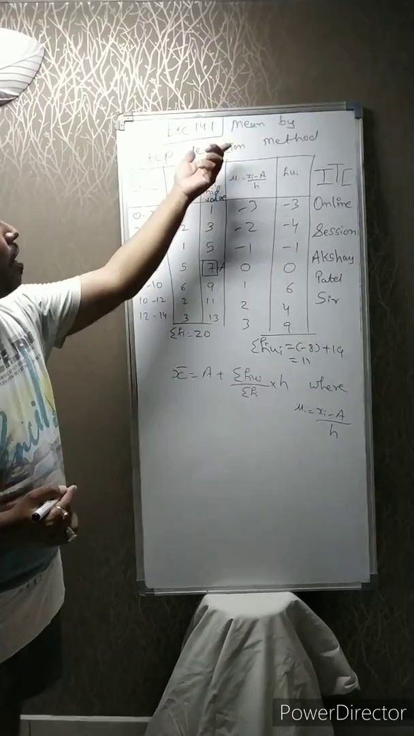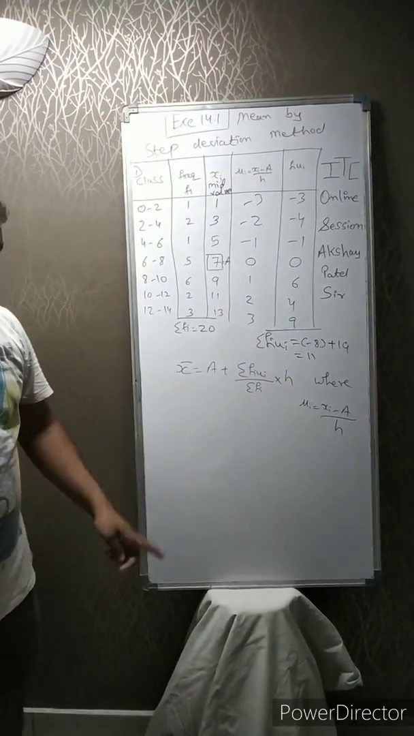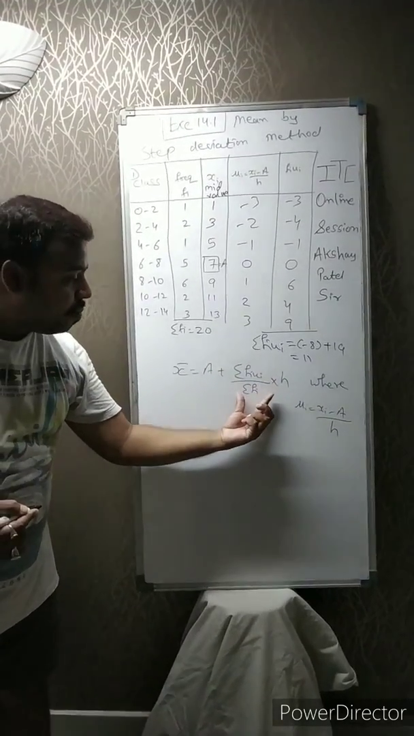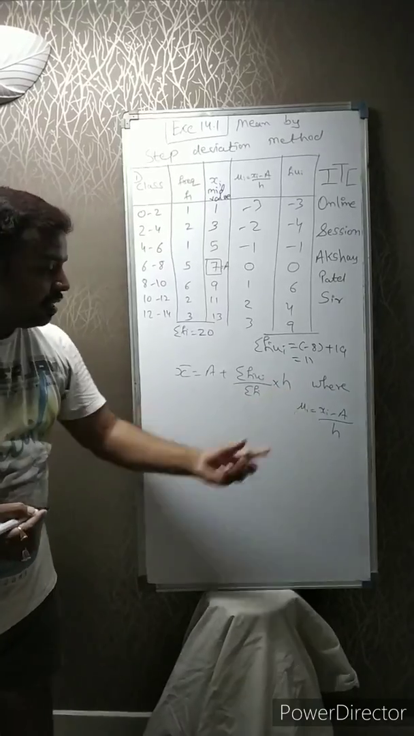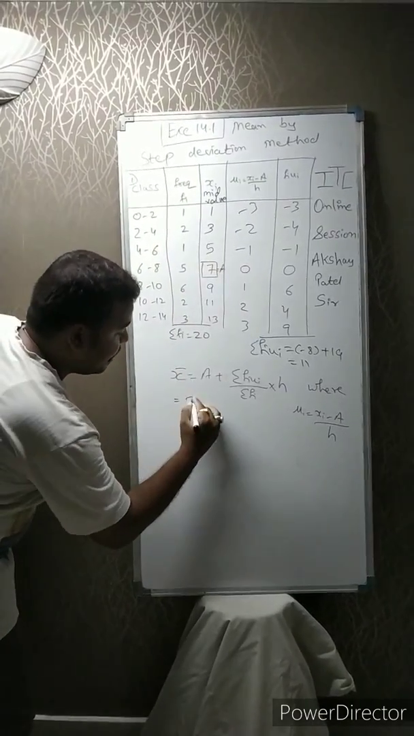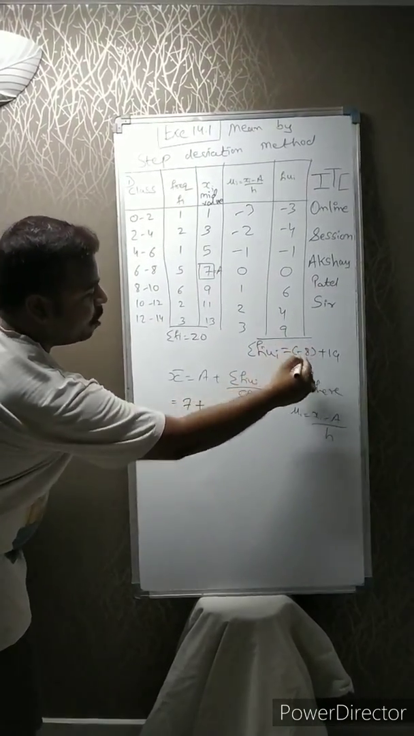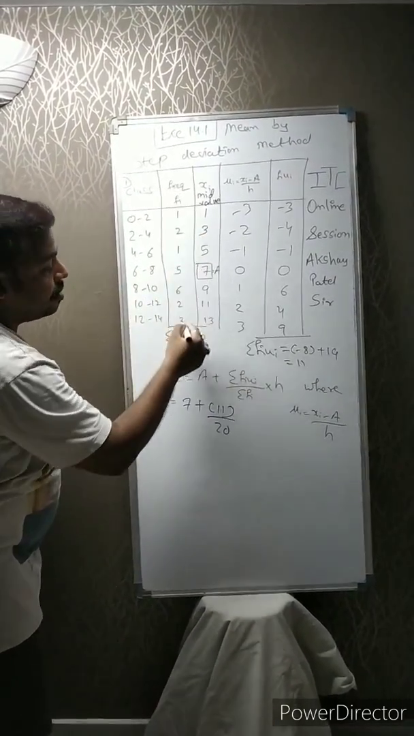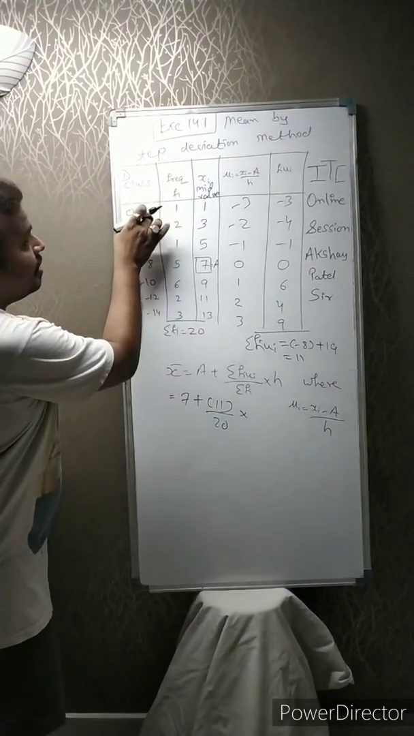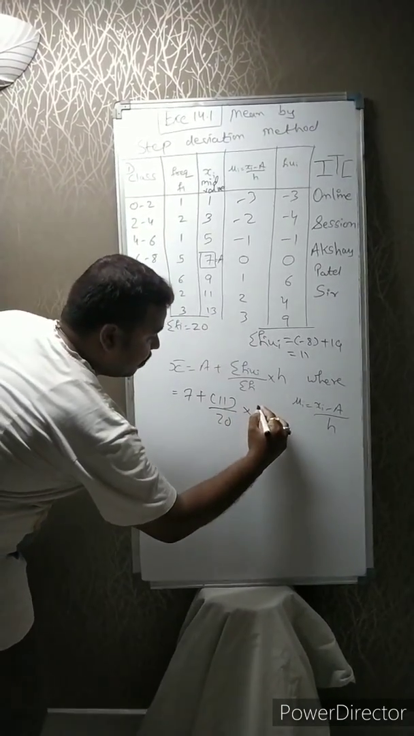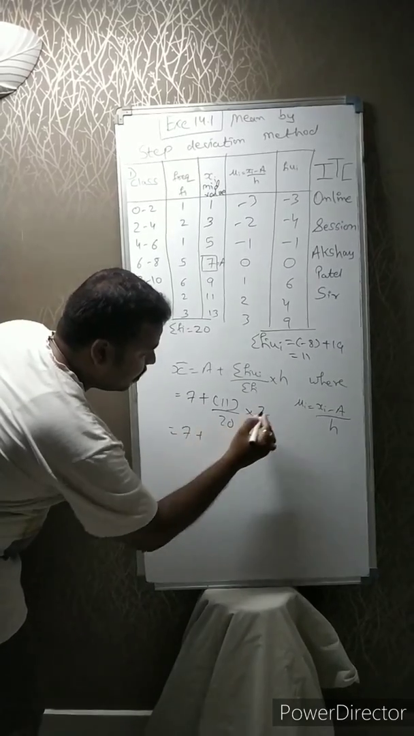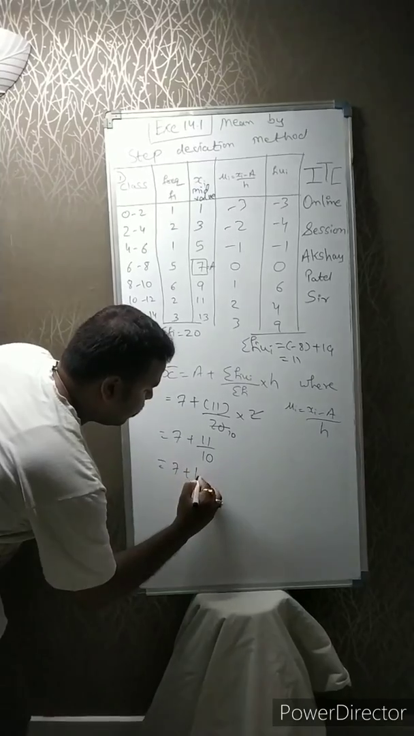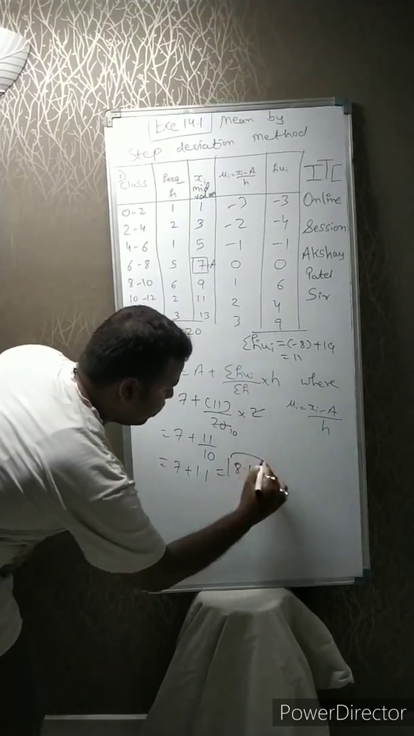Now the formula to find mean by step deviation method is x bar is equal to a plus summation of fi ui whole upon summation of fi into h. Now here a is 7 plus summation of fi ui, that is 11 upon summation of fi, that is total of this frequency into h. H is difference of this class interval. 7 plus here 2 gets cancelled out. 11 upon 10, that is 7 plus 1.1, that is 8.1.